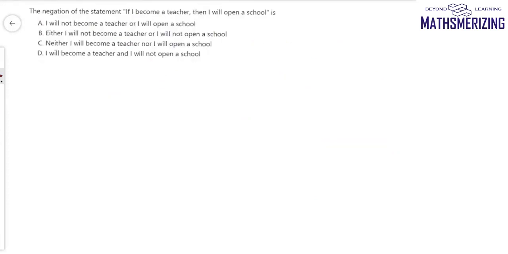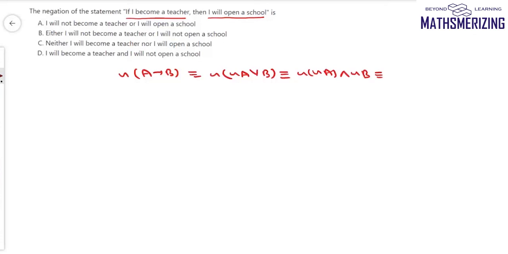Now another question is, we need to find negation of this statement, which is if I become a teacher, then I'll open a school. So we need to find negation of this conditional statement A implies B. So we know that A implies B is equivalent to not A or B, which is equivalent to not of not A and not B. So it is simply A and not B.